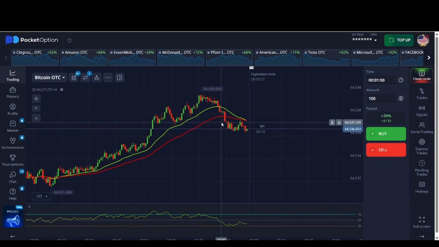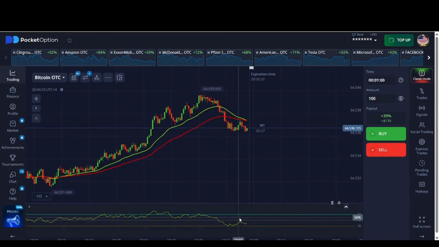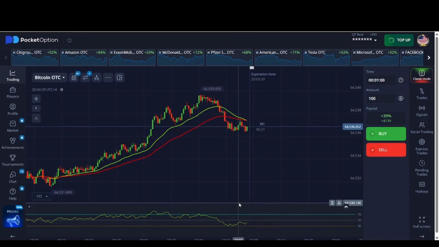I have already explained how the moving average works. When the candle touches the moving average, you can look for a reversal trade. I also explained how the RSI works. When the RSI reaches the 70 level or the 30 level, you can also look for a reversal trade.